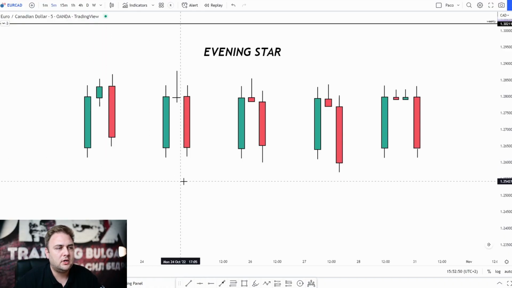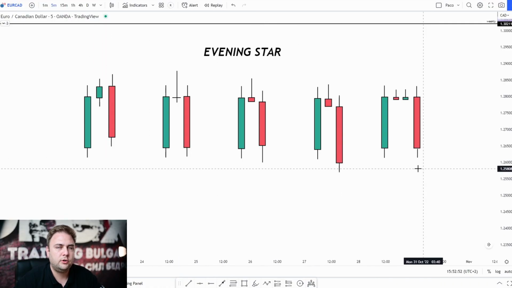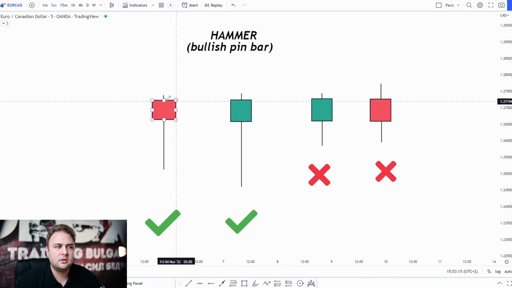This is a different type of the evening star. You can see it a lot on the charts. Now let's move to the third candlestick. This is called a hammer or the pin bar, the bullish pin bar. This is what it looks like.